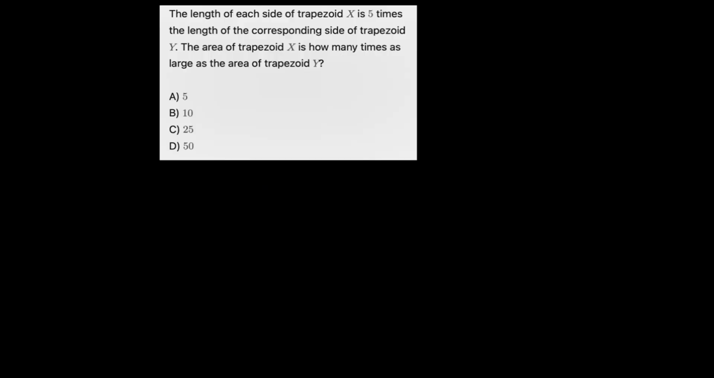So this question is an example of what we're talking about, where we have trapezoid X, and the lengths are 5 times the corresponding lengths on trapezoid Y. So if we just write X to Y, they're in a ratio of 5 to 1. And those are the side lengths. And so, according to the rule I explained a moment ago, the areas would be in a ratio of 25 to 1, because we're just squaring both numbers.